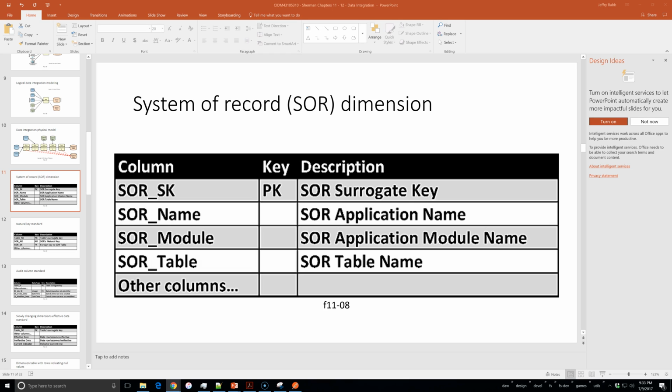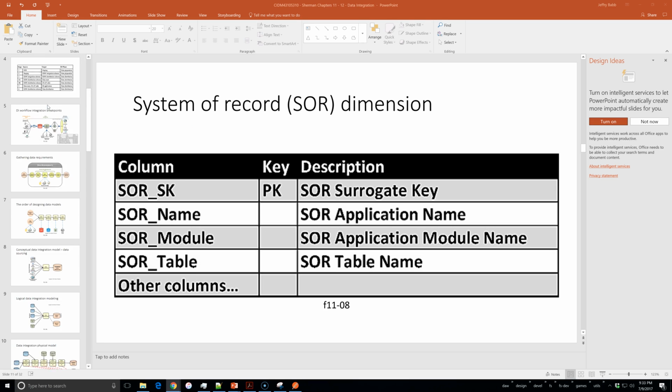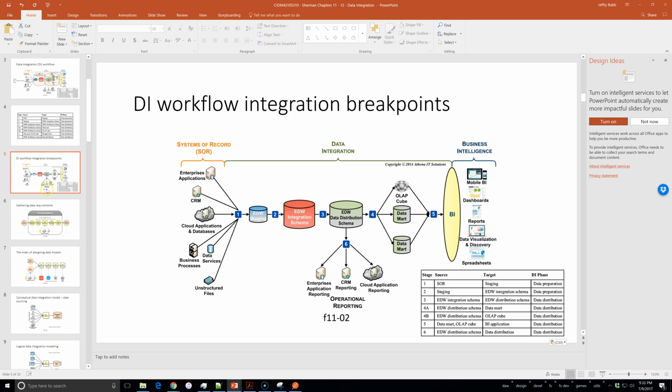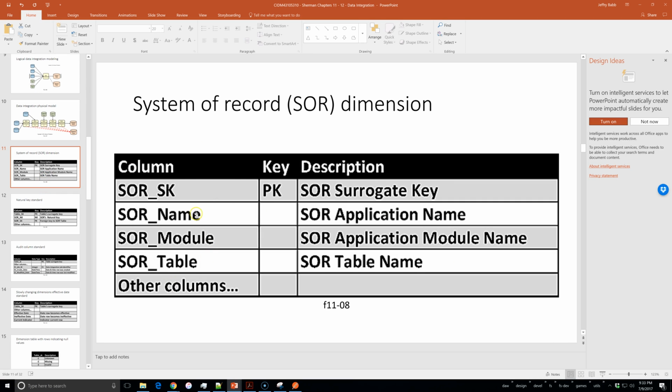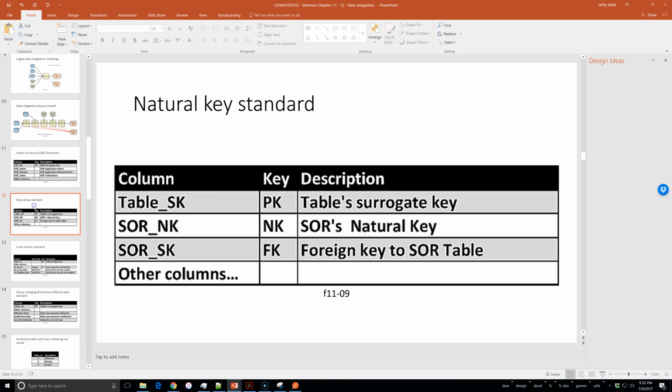So when you come down to the actual design of the schema itself, we could look at the systems of record, which is back here, way back in the beginning. These are all of our systems of record. When you look at the system of record, you want to standardize on what the surrogate key is, and don't forget that the surrogate key links back to keys in the system of record. What is the application module name, table name? The idea is you want to get some of this metadata together, such that it's easy to divine where the source of this data was.